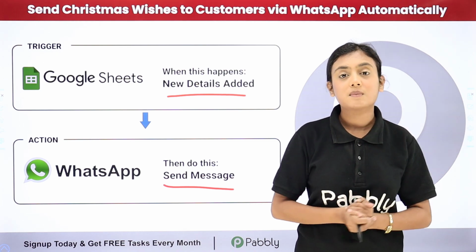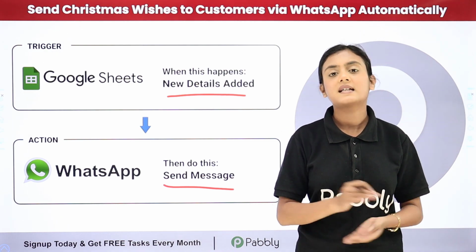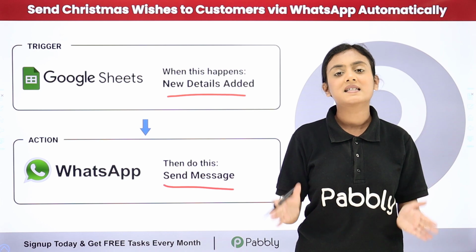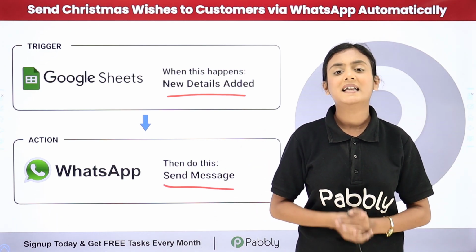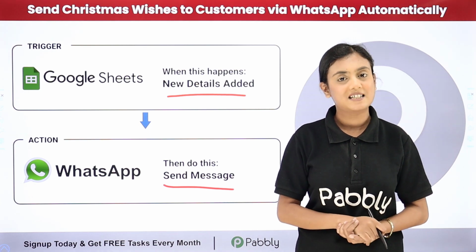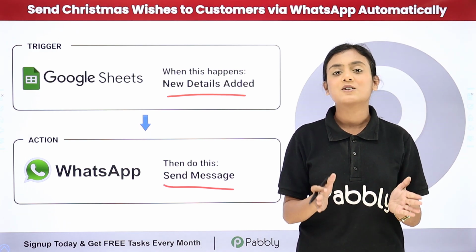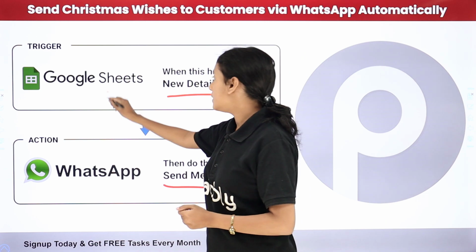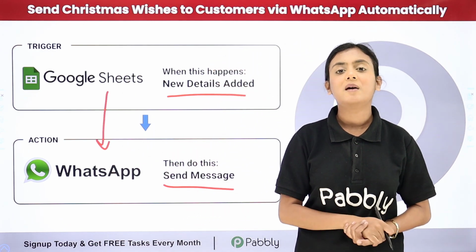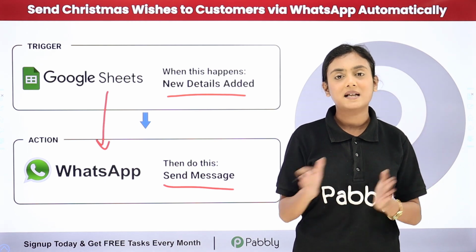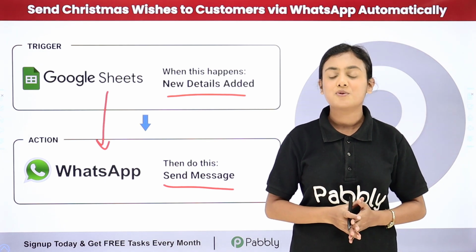Now, sending these messages manually can be very time consuming. So what I've done is I've simply automated this entire process with the help of Pabbly Connect, which is an amazing automation and integration software. And in this automation, I'm going to build a connection between Google Sheets and WhatsApp with the help of it. So if you also want to learn about this automation process step by step, let me take you to my screen.